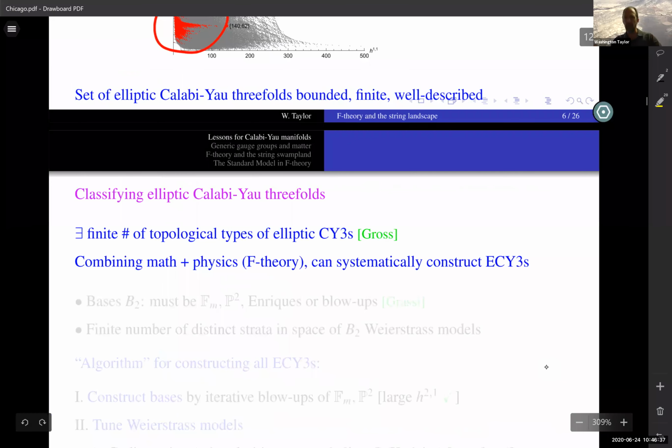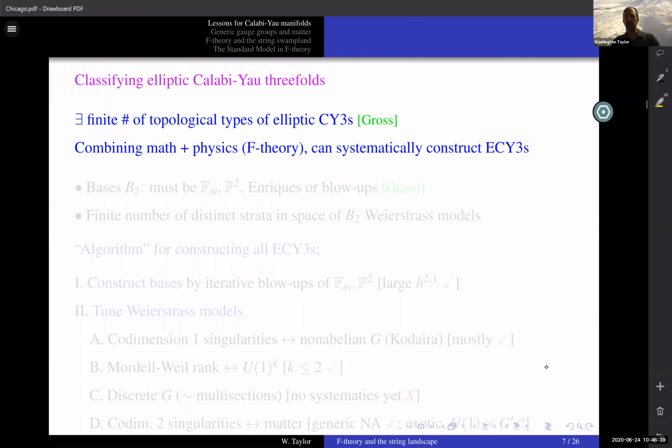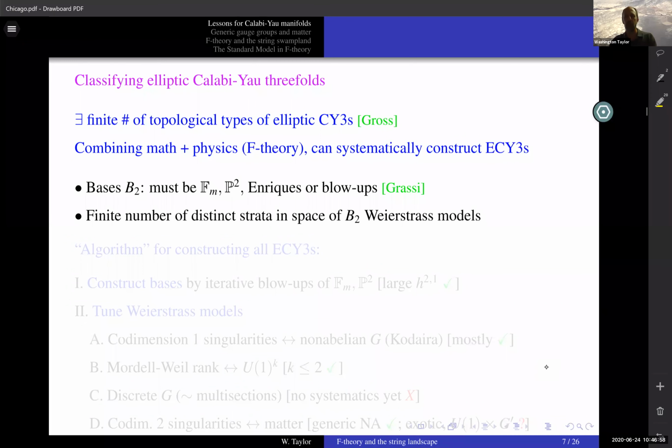There are a finite number of topological types of elliptic Calabi-Yau threefolds, and combining insights from mathematics and physics, we can basically just systematically construct and almost make a list of all these elliptic Calabi-Yau threefolds. So just outlining how that works, it was shown by Antonella Grassi that the allowed bases, B2, must be one of a very small set, so-called minimal models. And for each of those, there's a finite number of different topological types of Weierstrass models. So basically, we just construct all the bases by an iterative process of blowing up these minimal bases.